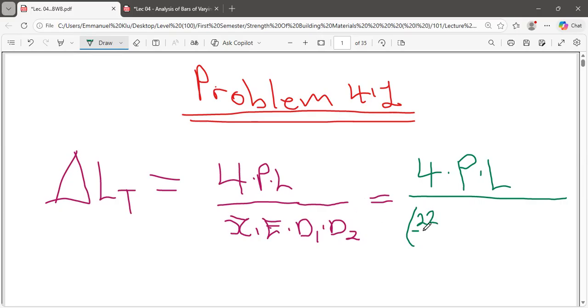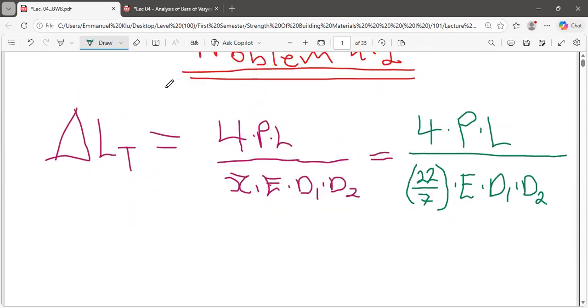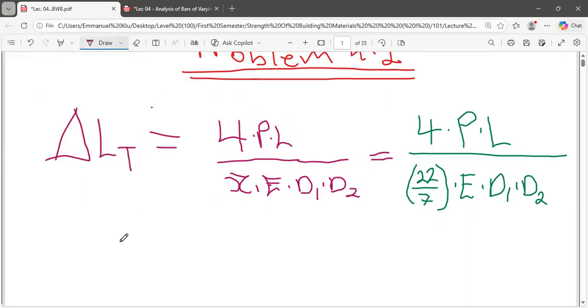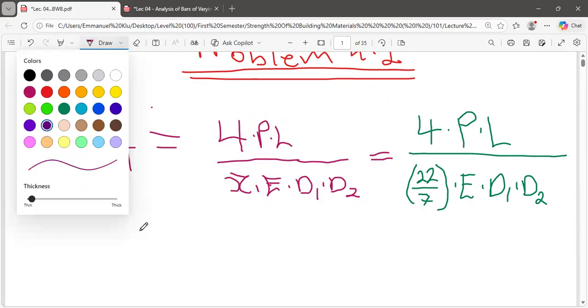So 22/7. If you can't see pi in your calculator, you can use 22/7 because pi is the same as 22/7, times your elasticity, times d1, times d2. Let me finalize everything by telling you to note that pi is equal to 22/7.